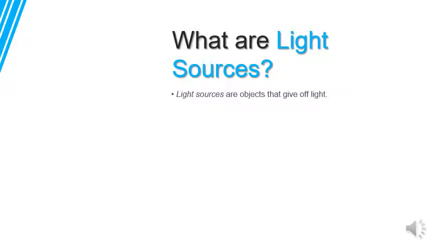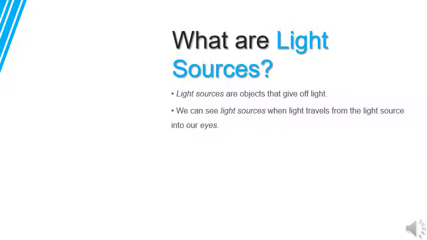Now, we all know that light doesn't just exist. Light comes from light sources. Now, what are light sources? Light sources are objects that give off light. We can see them when light travels from the light source into our eyes.